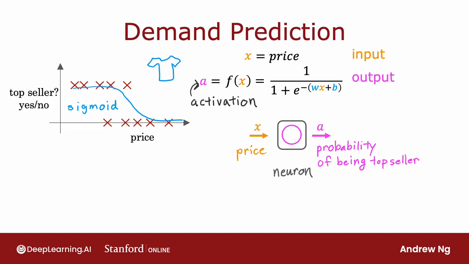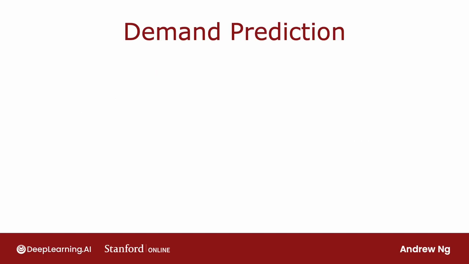Given this description of a single neuron, building a neural network now just requires taking a bunch of these neurons and wiring them together or putting them together. Let's now look at a more complex example of demand prediction. In this example, we're going to have 4 features to predict whether or not a t-shirt is a top seller. The features are the price of the t-shirt, the shipping costs, the amount of marketing of that particular t-shirt, as well as the material quality. Is this a high quality thick cotton, or is this maybe a lower quality material?